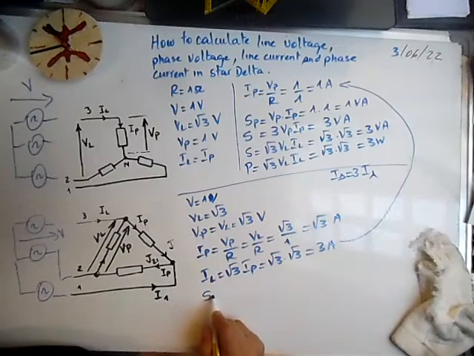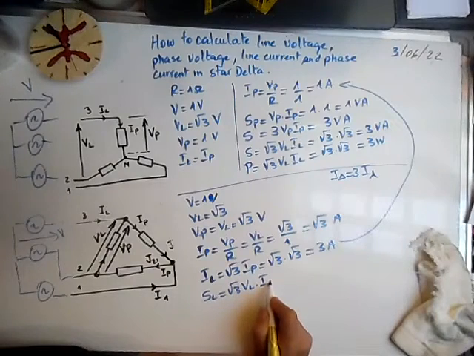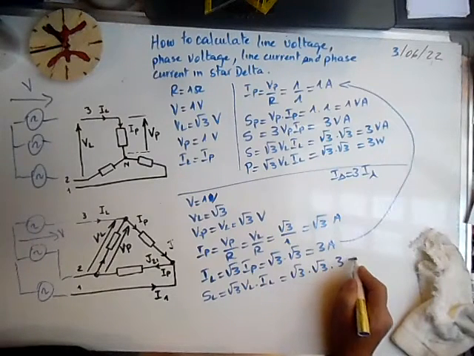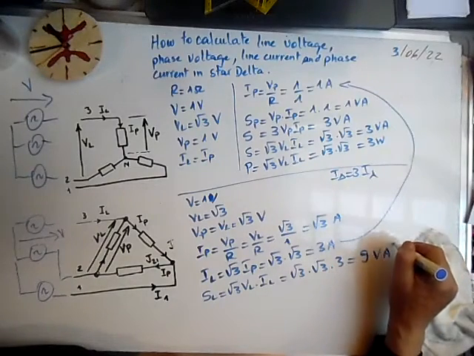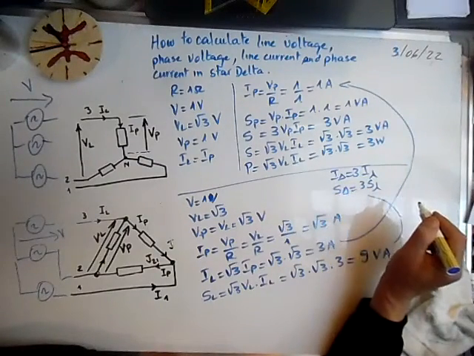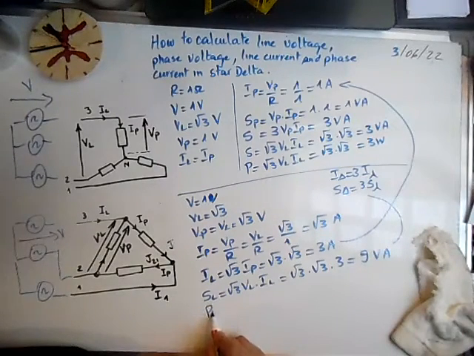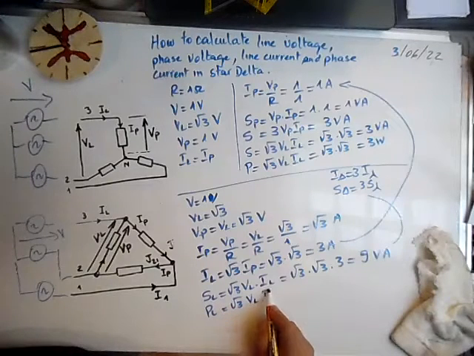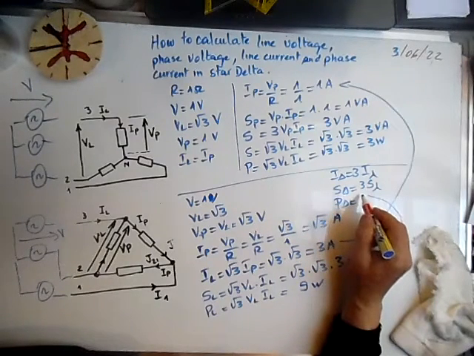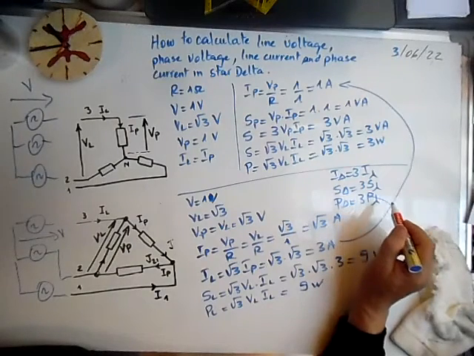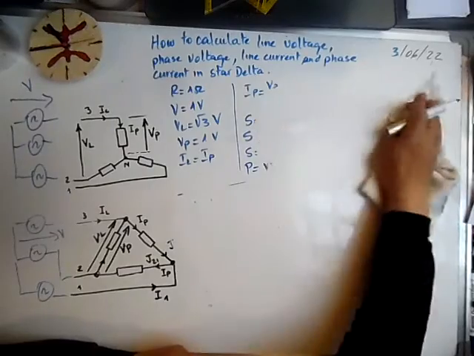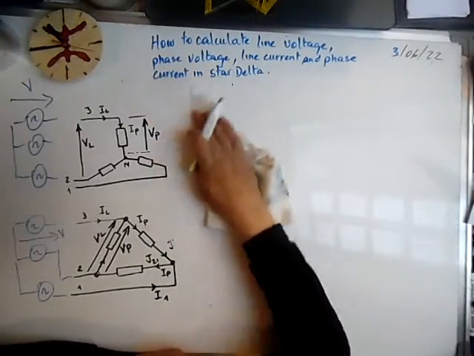And now we can calculate S. SL is square root of 3 VL IL, where VL is square root of 3 and IL is 3, so it means we have 9 volt amps. So it means that S delta is 3 times S star connection. PL we can calculate as square root of 3 VL IL, it's 9 watts, and we can see that P delta is 3 times P star connection.